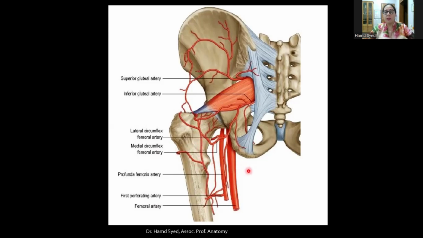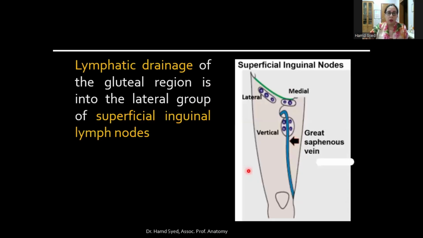So keep in mind that these anastomoses are present around the region of the hip joint, because during the movements at the hip joint, the vessels might be compressed. So the collateral circulation ensures a smooth blood flow during the different movements of the lower limb. Okay, so what about lymphatic drainage of gluteal region? Well, this is into the lateral group of superficial inguinal lymph nodes.